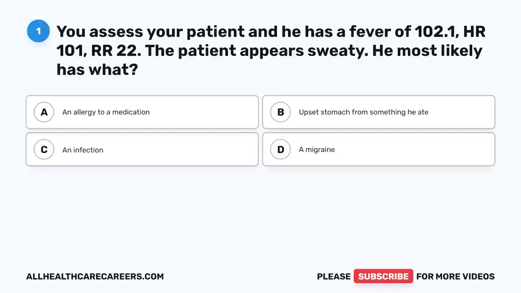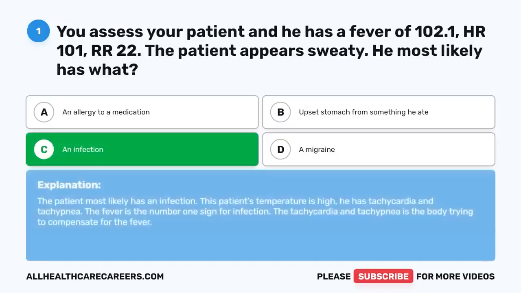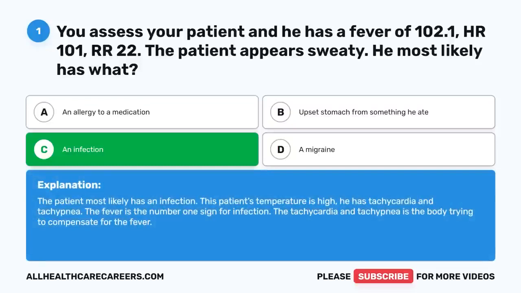Question 1. You assess your patient and he has a fever of 102.1, HR 101, RR 22. The patient appears sweaty. He most likely has what? A. An allergy to a medication. B. Upset stomach from something he ate. C. An infection. D. A migraine. The correct answer is C. An infection. The patient most likely has an infection.